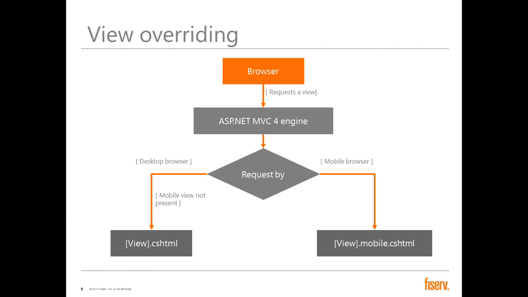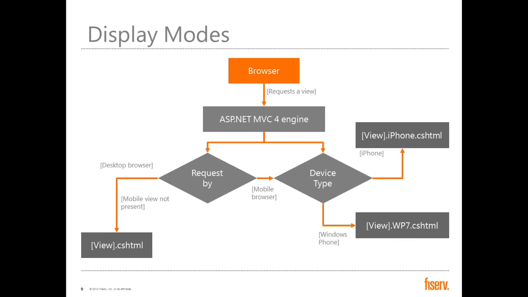So if you have a view named view.mobile.cshtml, when the browser on a mobile device requests the view, the ASP.NET MVC4 engine is going to fetch this view. And if it is a browser on the desktop, it is going to go to our normal view. So this is a new feature called the view overriding mechanism that's out of the box in ASP.NET MVC4.